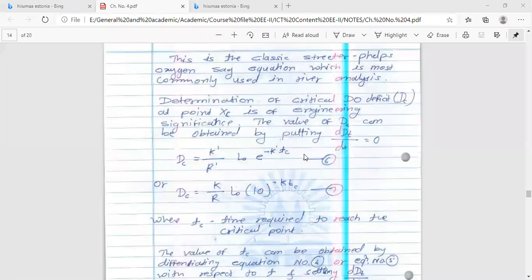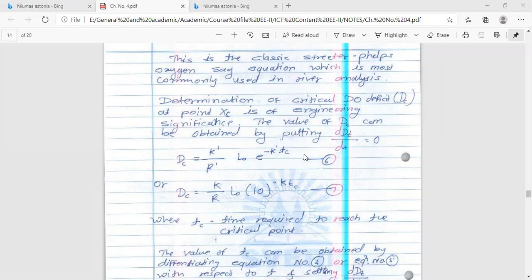Okay, TC. Now you can determine DC. DC is equal to, what is the formula to determine the DC? I will share a formula with you for the DC. It is K upon R into L naught into bracket 10 raised to minus K into TC.